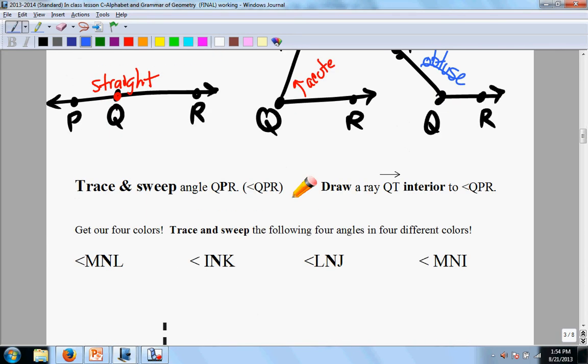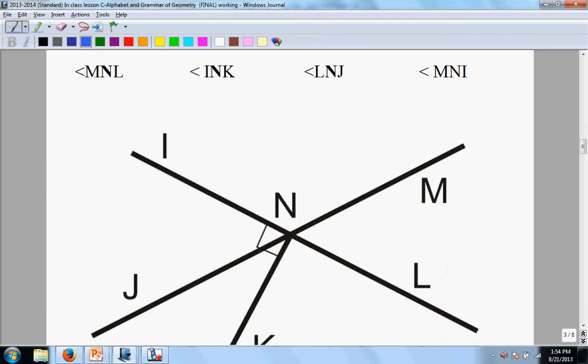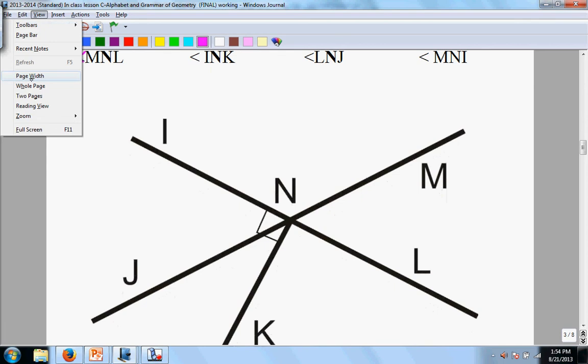Now, when it comes to angles, there's two things I'd like you to get in the habit of doing, and that is tracing and sweeping. Trace and sweep. Say it. Trace and sweep. This is what I mean. For example, this little symbol that looks like a greater than or less than sign actually means angle. So we're going to trace and sweep angle MNL. MNL, just like this.